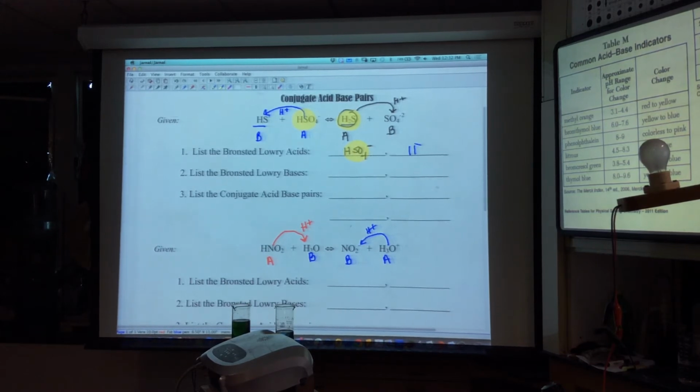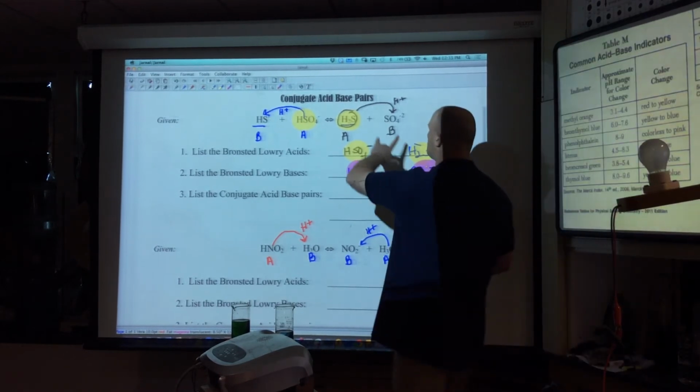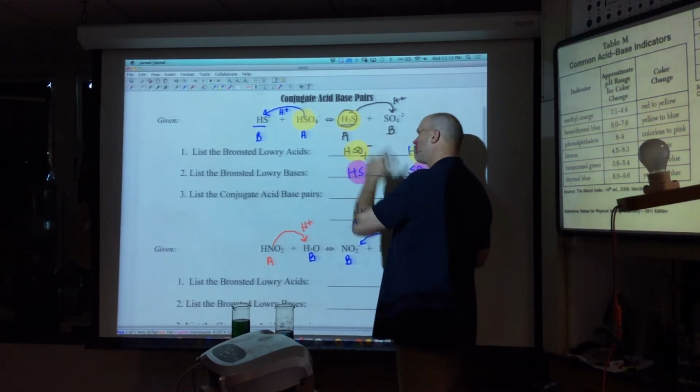H2S. Both of these are on the different side. You should be picking chemicals on different sides. Who are my bases? HS negative and SO4 negative 2. Those are my bases. I have a question. Are the negatives important? What if you leave them out? They are important because that's the species. You need to make sure you have them.